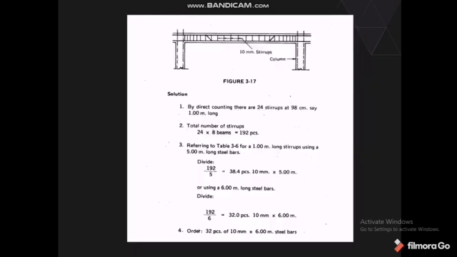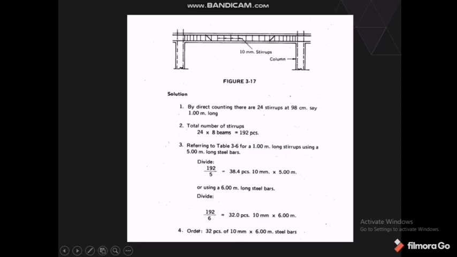The problem is a concrete beam with a cross-sectional dimension of 25 by 40 cm requires 10 mm open stirrups spaced as shown in figure 3.17. Prepare the order of 10 mm steel bars for stirrups of 8 beams with the same category. So there are 8 beams. For this solution, by direct counting, there are 24 stirrups at 90 cm, say 1 meter long. Total number of stirrups is 28 stirrups times 8 beams, which is 182 pieces.